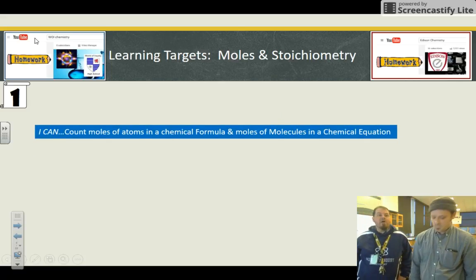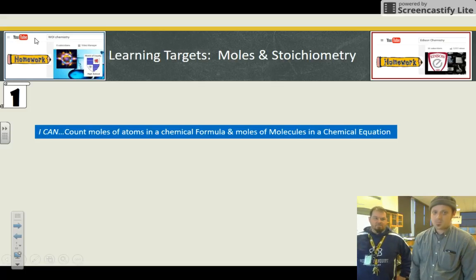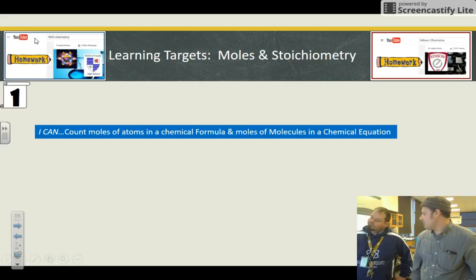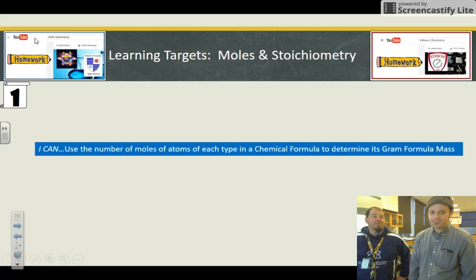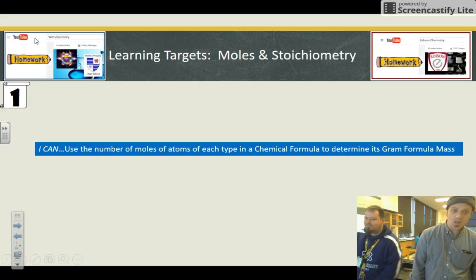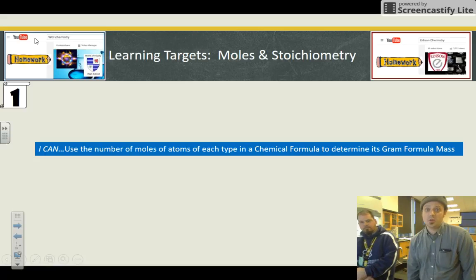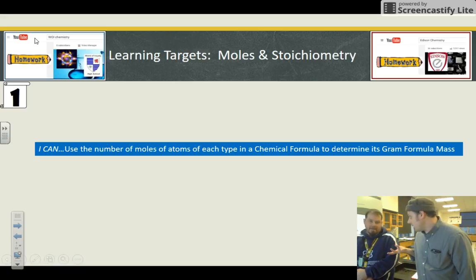We need to count moles of atoms in a chemical formula and moles of molecules in a chemical equation. This unit's all about counting. Lots of counting, but you've got to get it right every time. You're going to have to be able to use the number of moles of atoms of each type to determine a gram formula mass, which is another way that we count chemicals in chemical equations.